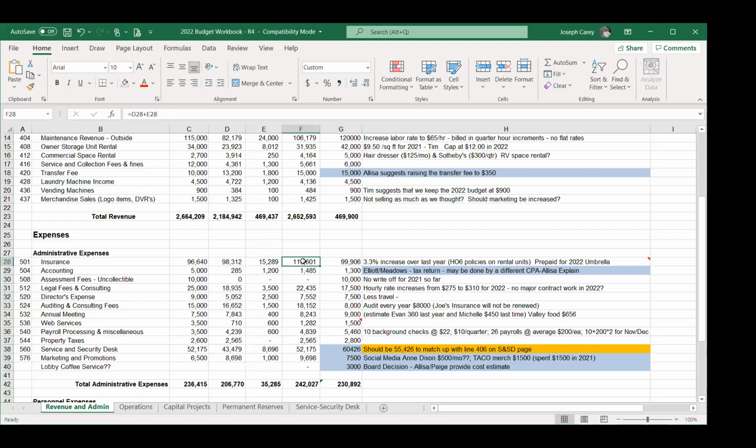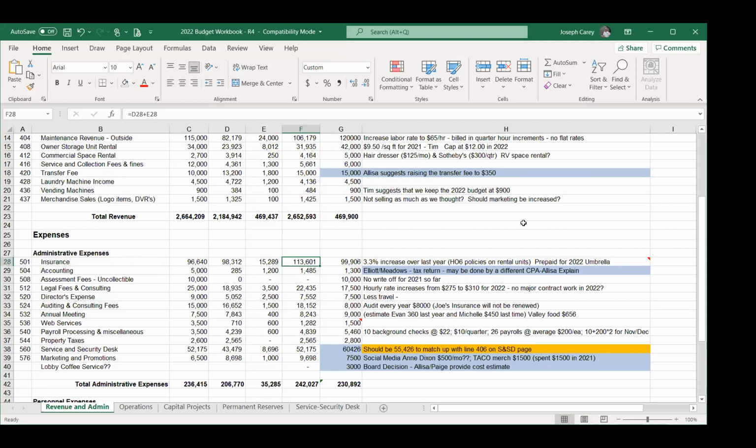And I knew what the explanation was for why we had this bump in our insurance costs here, but I didn't make a note of it and I don't remember it. I will make sure I get that for tomorrow's meeting so I can explain that. Paying for the umbrella policy all at once. Oh, that was it.